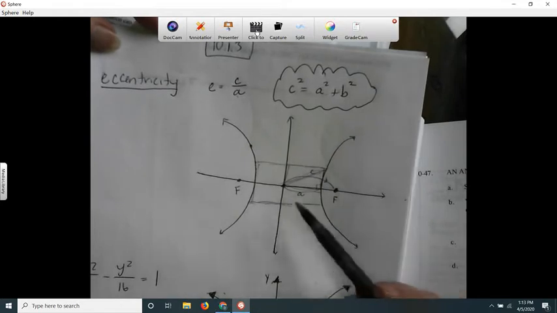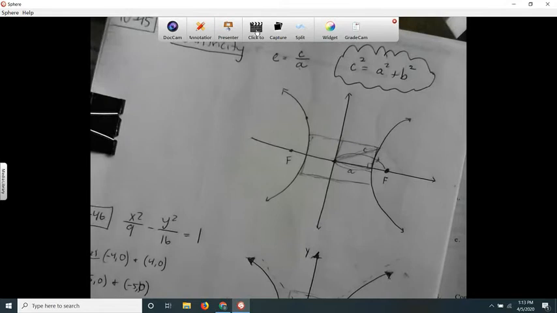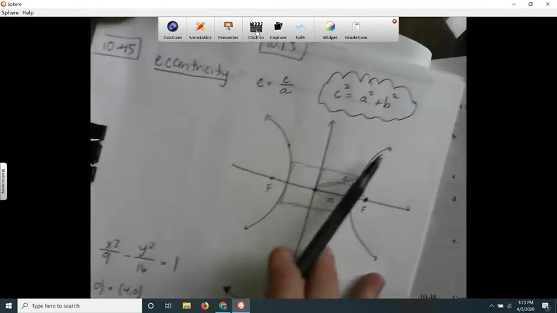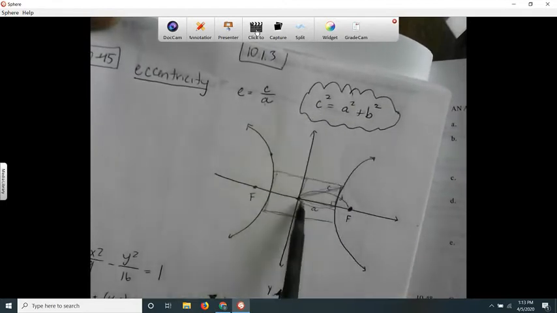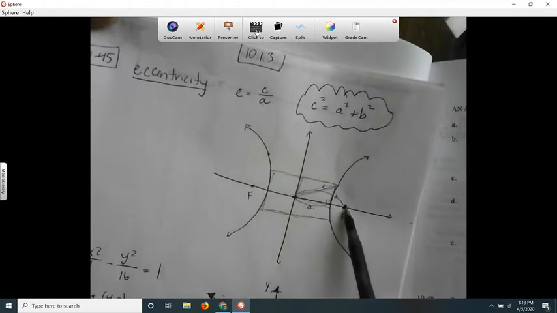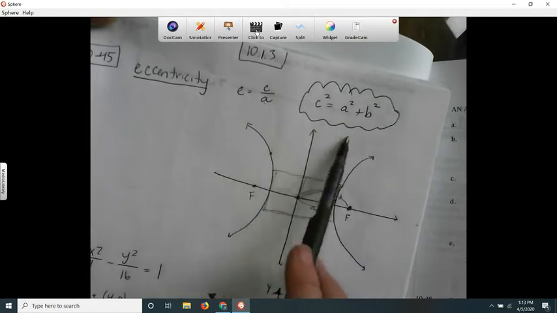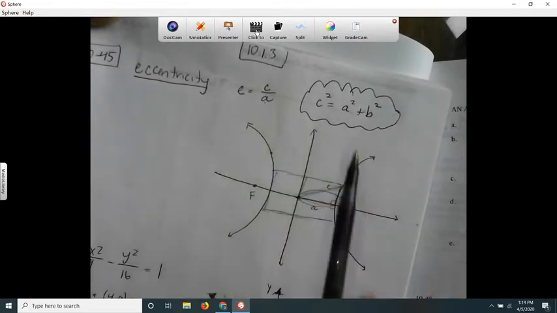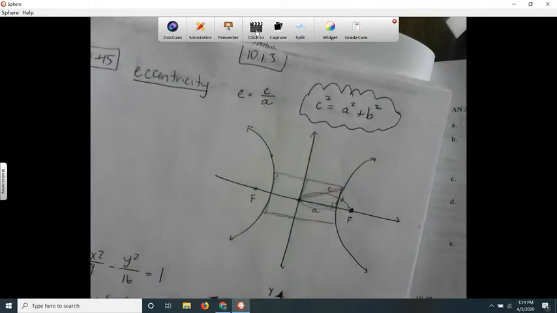So sometimes I don't even know if they're going to ask you for the eccentricity very often of a hyperbola, but now you know. And also this is very handy because this will help you find where the foci are, because C is the distance from the center to the foci, so you'll need to use this all the time. Remember on an ellipse, it's A squared minus B squared, but on a hyperbola, it's A squared plus B squared.